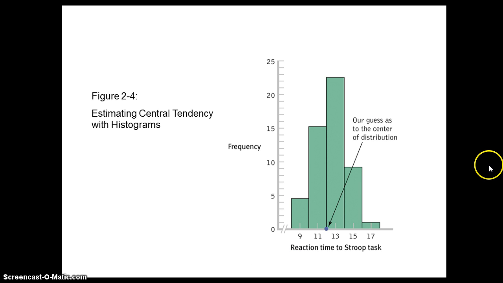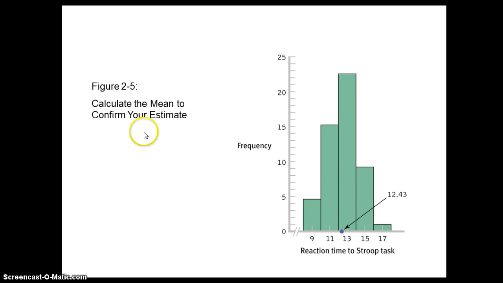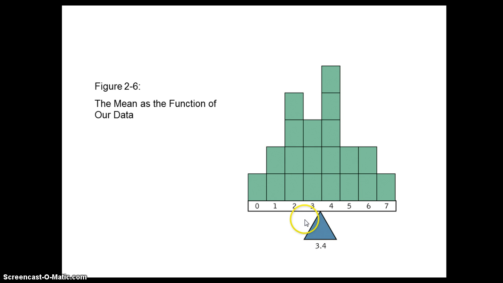Okay. So when we talk about central tendency, we can look at a histogram and kind of guess where we think the middle of the distribution is. You can look at it in this distribution of scores. It's got to be somewhere between these two bars. So that's going to be our best guess. You can also think of it as a balancing point. You can calculate your mean to see whether that estimate is pretty close, and it is for these reaction times for the Stroop task. And again, here's that idea of the mean as a balancing point of our distribution of scores.